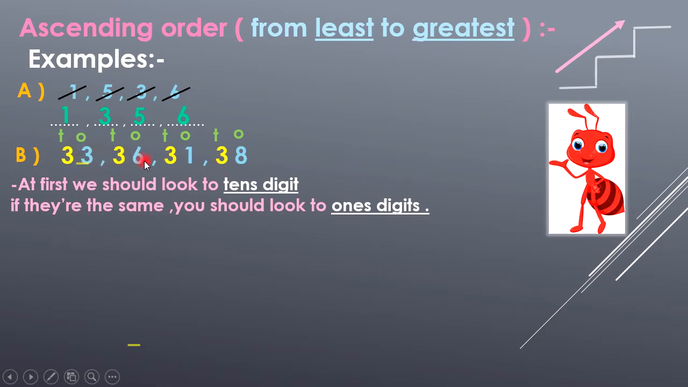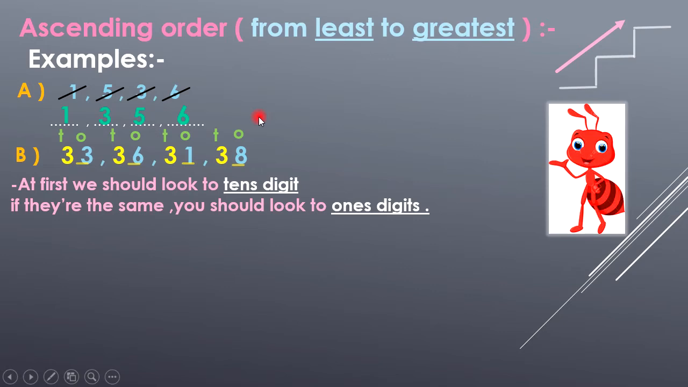3 and 6 is in ones digit. 1 is in ones digit. 8 in ones digit. Ones digit means the number in ones home. Okay, ones digits means the numbers in ones home. Okay, so now we can order numbers.